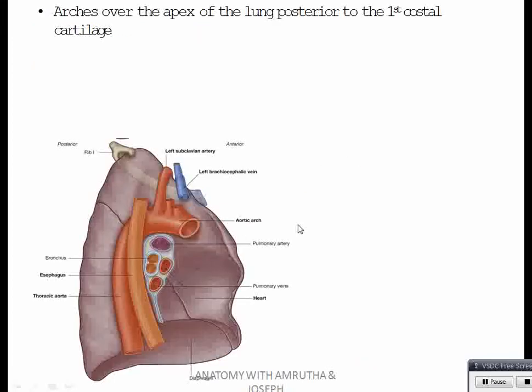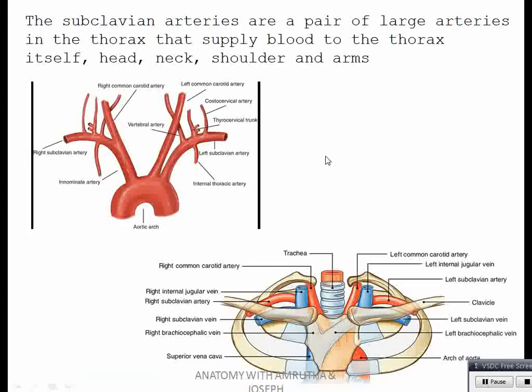Now the left subclavian artery arches over the apex of lung posterior to the first costal cartilage. So left lung, and this is the rib, and it has the costal cartilage at this anterior end. So behind that, it arches over the first rib and also the apex of the lung. So it is arching over it and going to the upper limb.